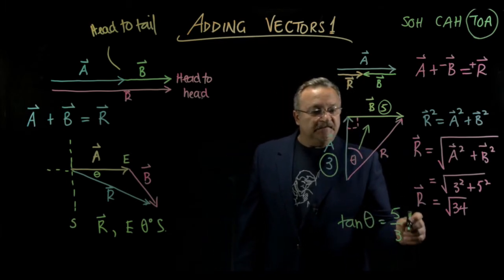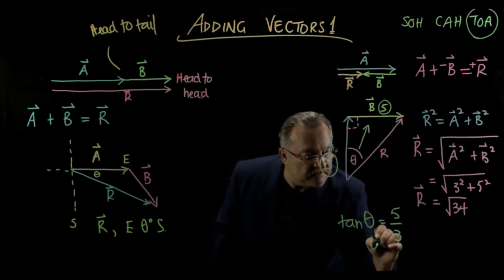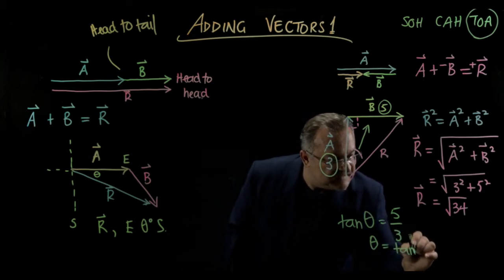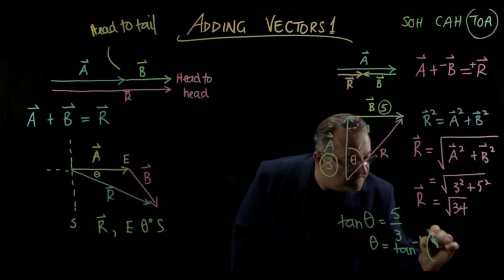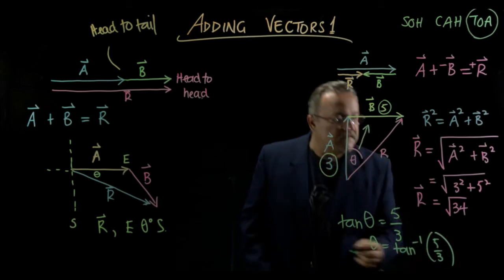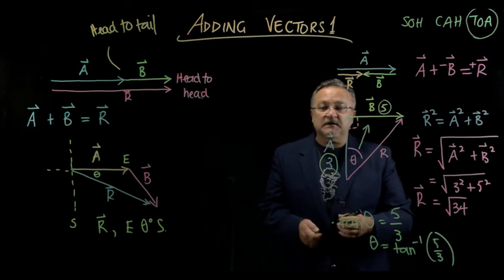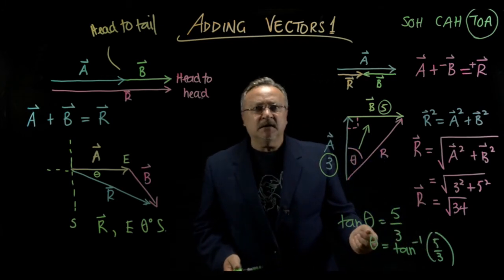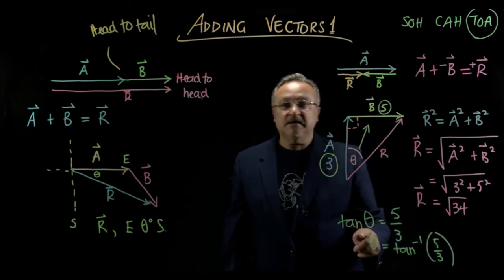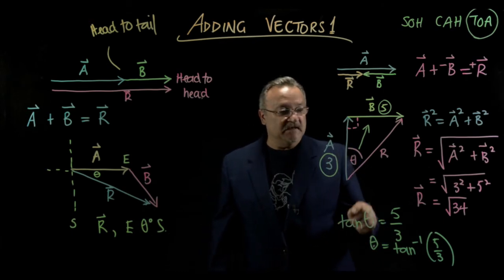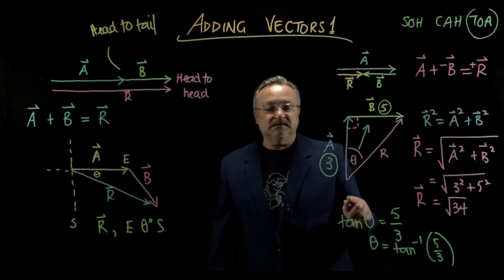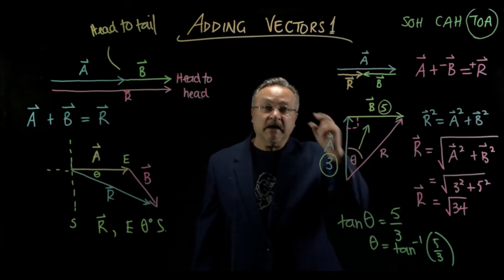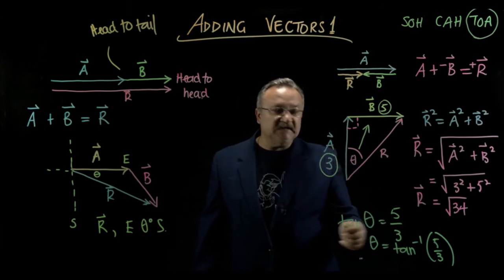So now to find the angle theta, I simply take the inverse tan, tan to the -1, of 5/3. So if you find the ratio of 5/3, you'll plug this into your calculator and you'll find the inverse tan, that will give you the angle theta. So make sure that you actually have your calculator on degrees and not radians. That's the first thing that you must check.